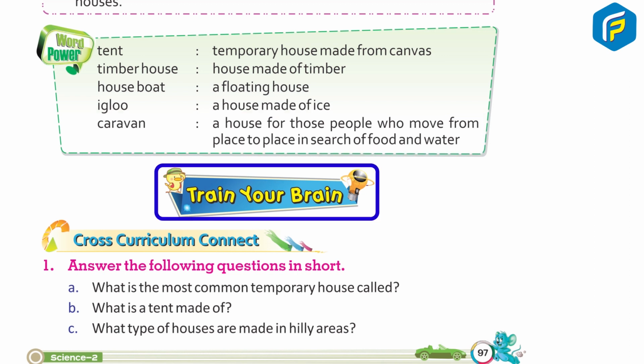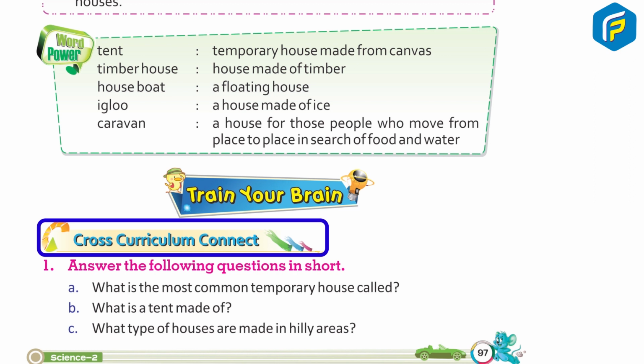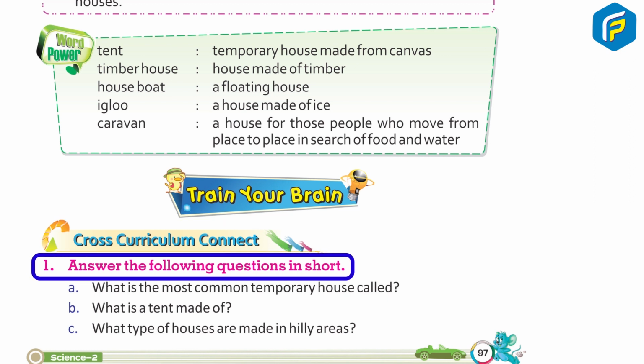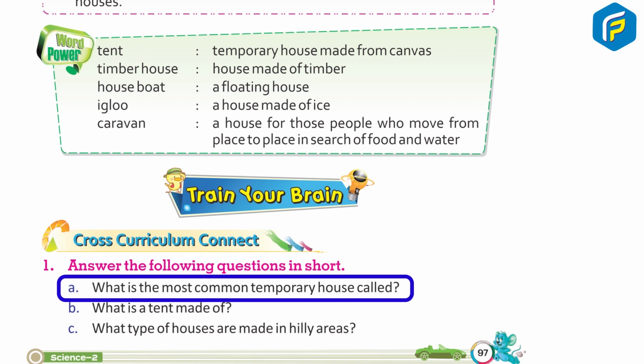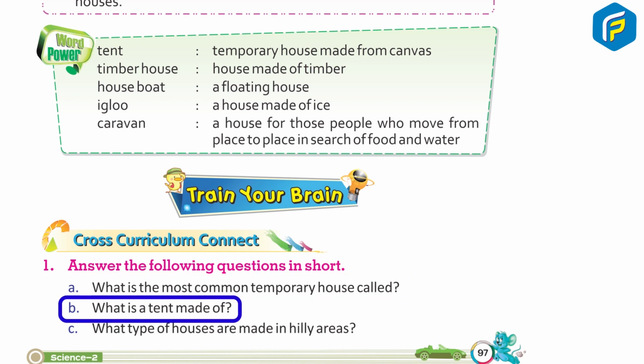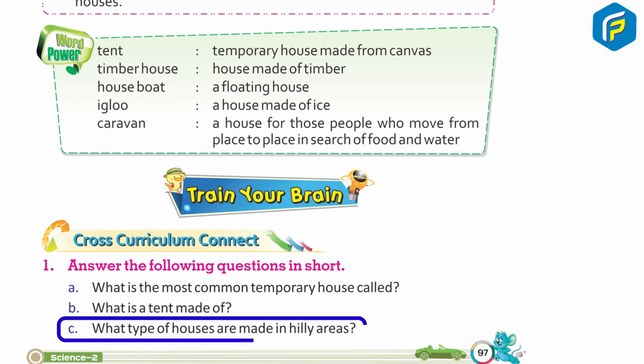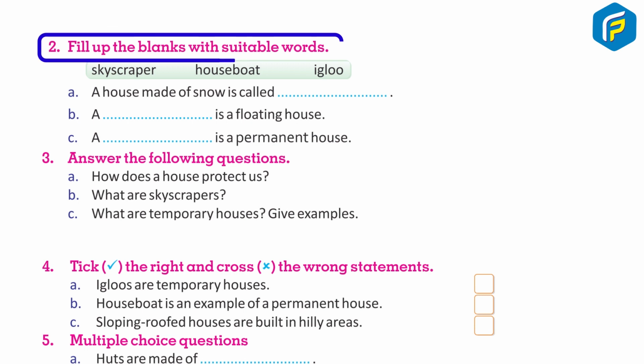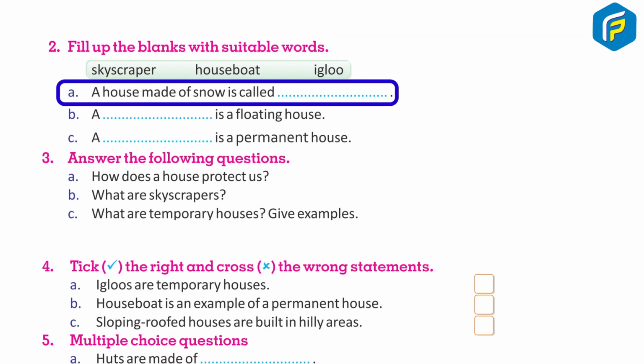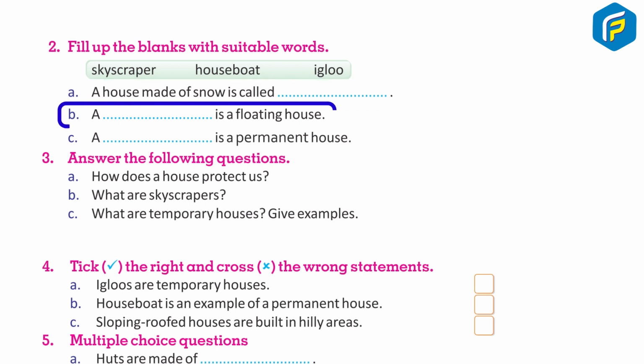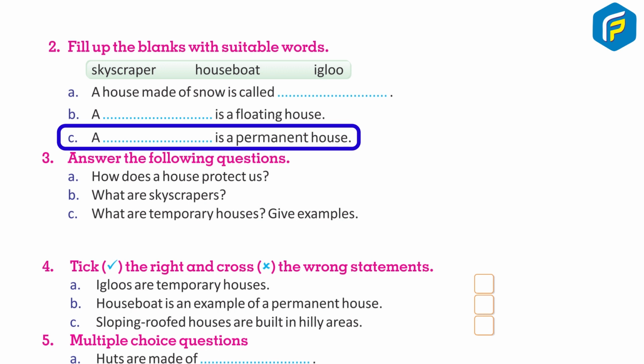Train your brain. Cross Curriculum Connect. 1. Answer the following questions in short. A. What is the most common temporary house called? B. What is a tent made of? C. What type of houses are made in hilly areas? 2. Fill up the blanks with suitable words. A. A house made of snow is called ___. B. A ___ is a floating house. C. A ___ is a permanent house.